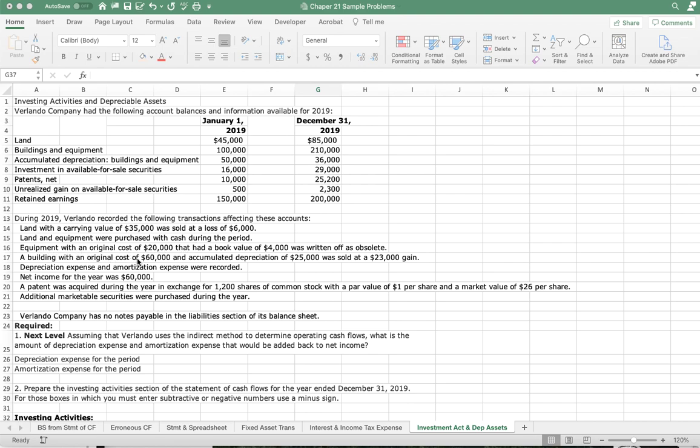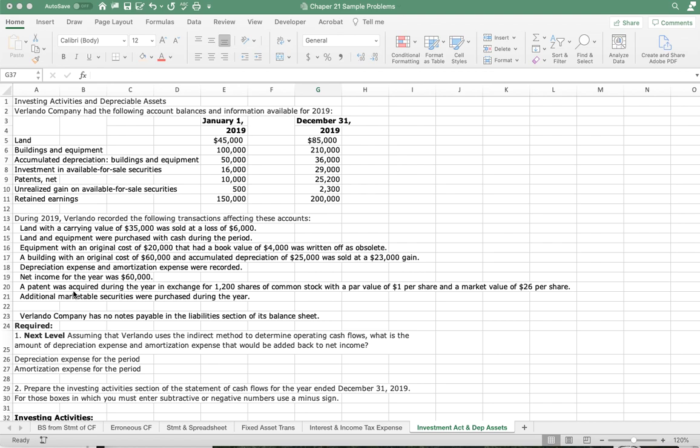Equipment with an original cost of $20,000 that had a book value of $4,000 was written off as obsolete. A building with an original cost of $60,000 and accumulated depreciation of $25,000 was sold at a gain of $23,000. Depreciation expense and amortization expense were recorded. Net income for the year was $60,000.